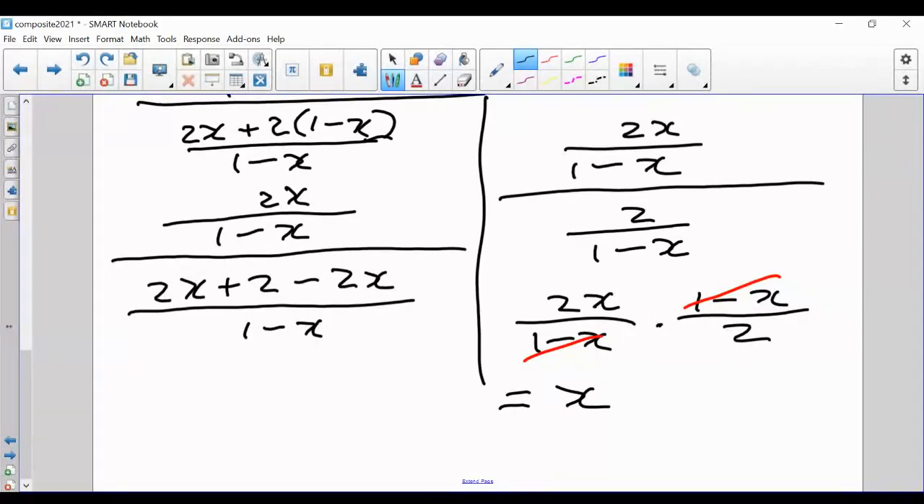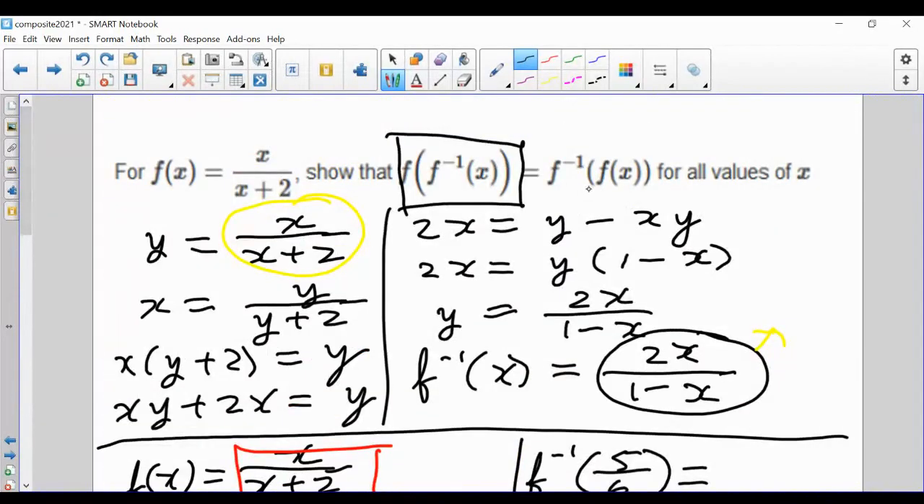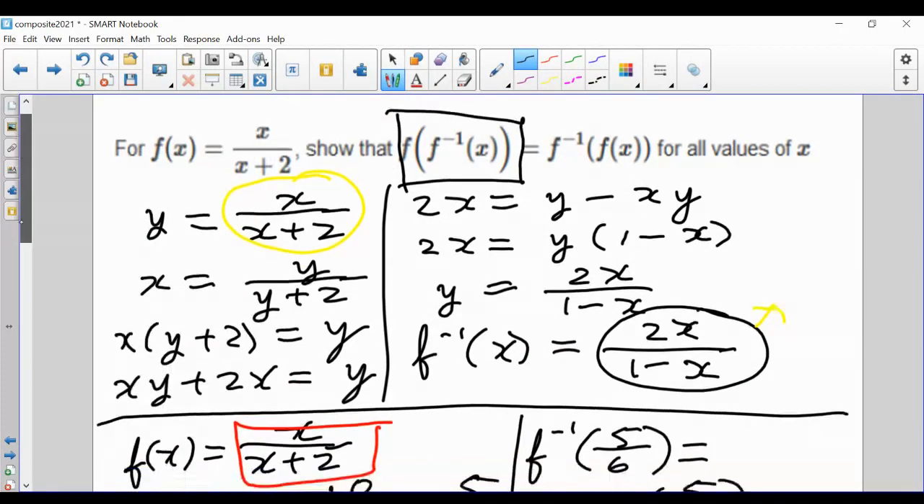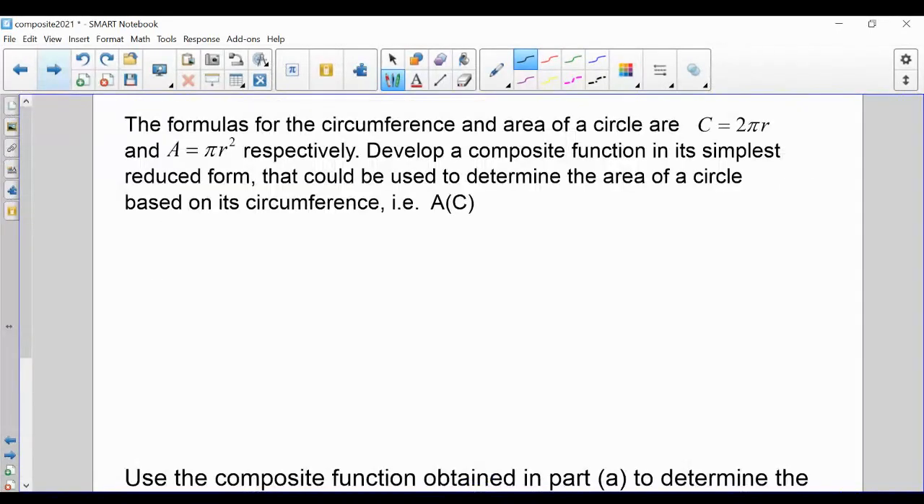This is the one time that if I were to take the other way, which is to find the f inverse of f of x, I'd still get x. Any function that you compose with its inverse, okay, Natasha, always just gives you back your x. That's always the case.